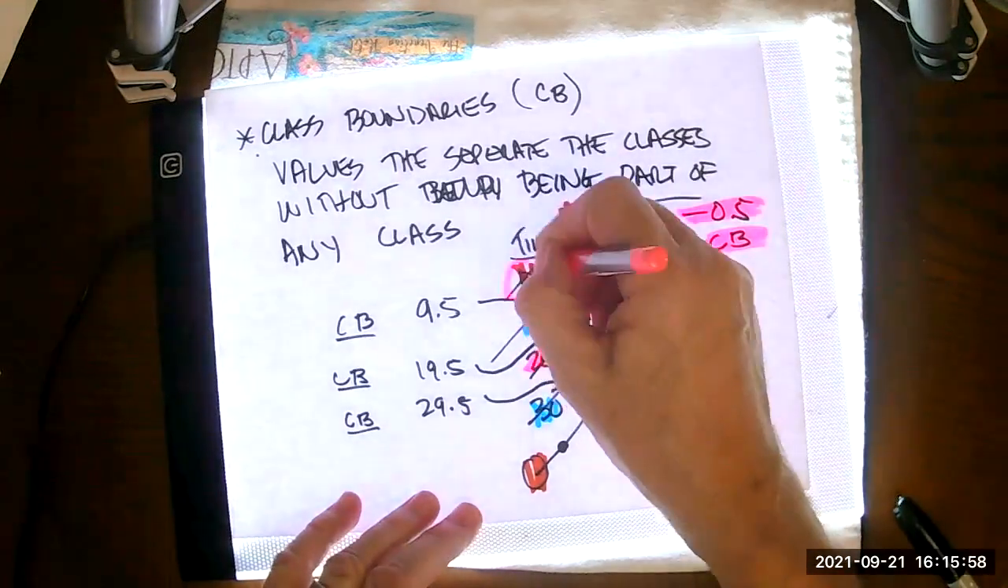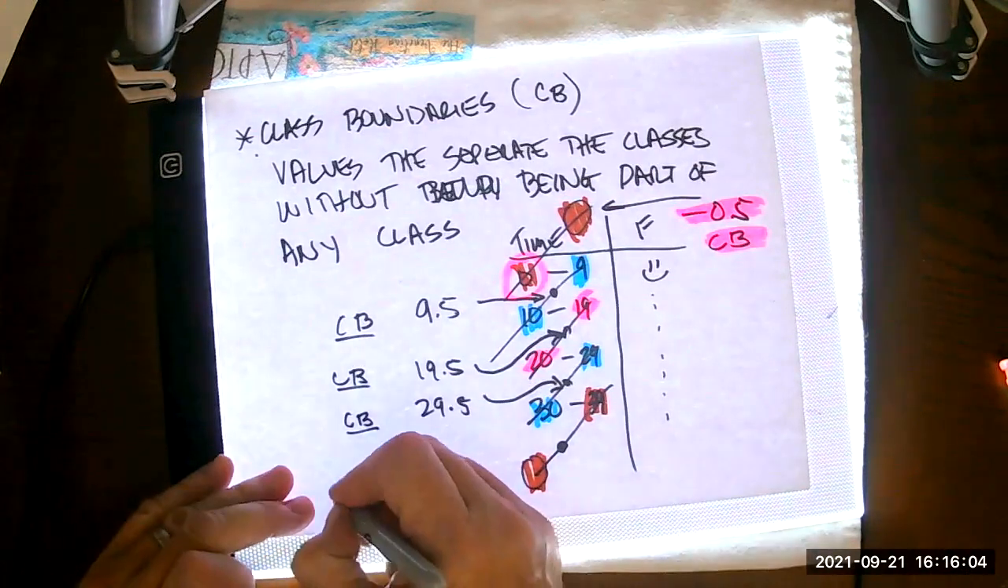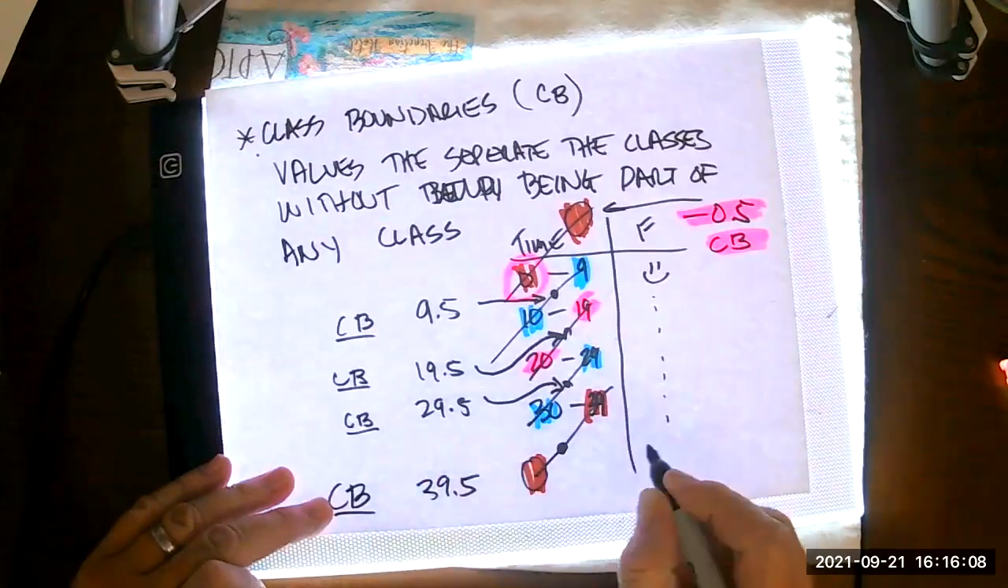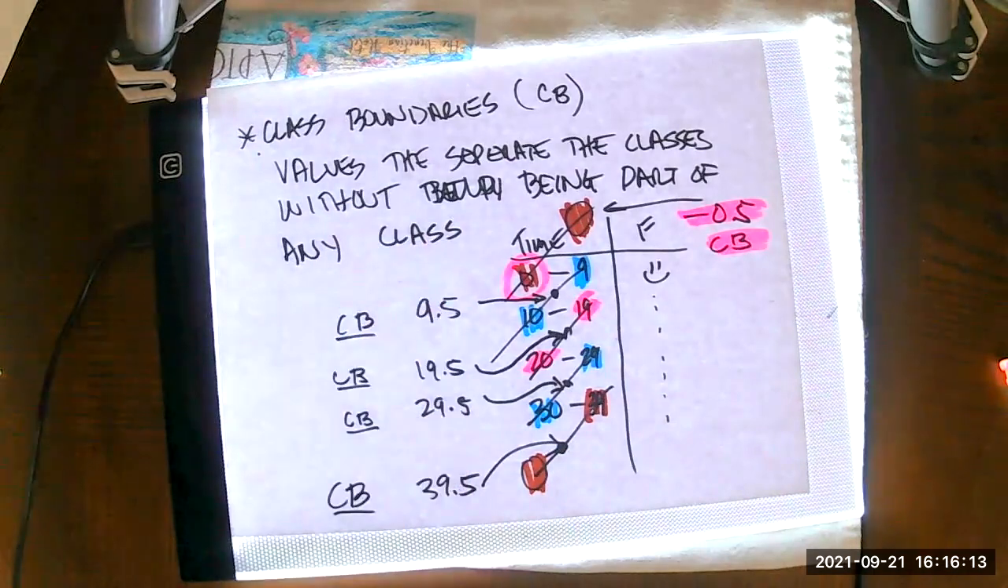That's significant for that first class boundary. That's because we've got the 0 over here. Following the same sort of logic, we've got a final class boundary of 39.5, because that's the way the class boundaries have been running.